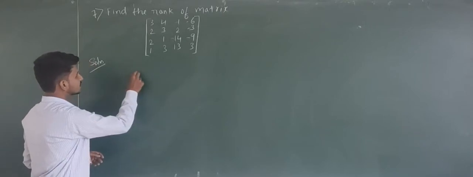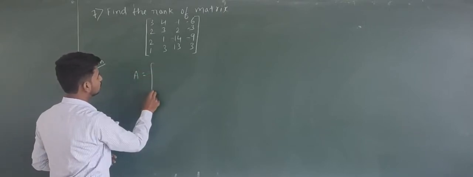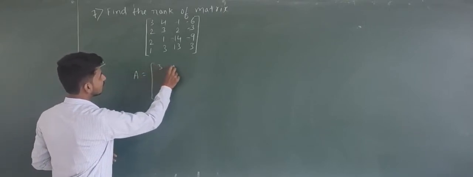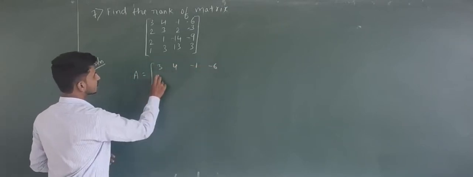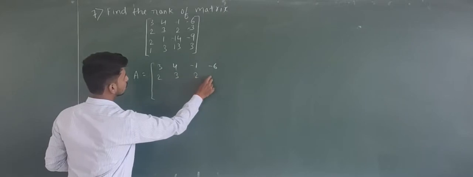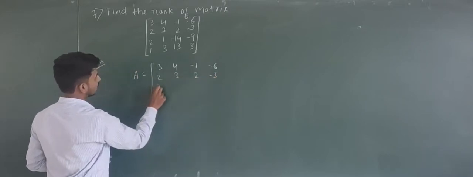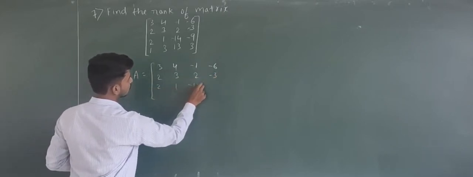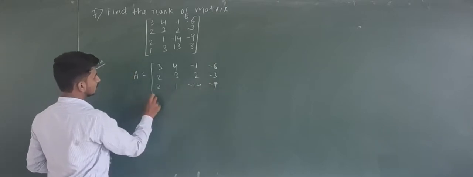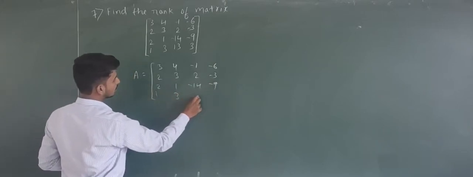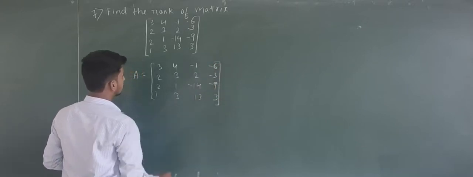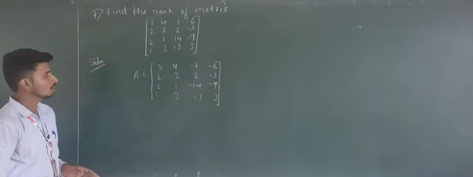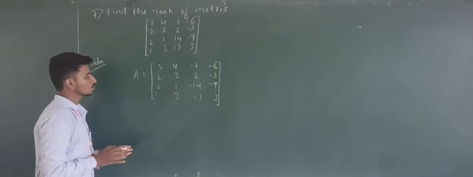Let us consider this matrix as A equal to [3, 4, -1, -6; 2, 3, 2, -3; 2, 1, -14, -9; 1, 3, 13, 3]. So now we perform elementary transformations.